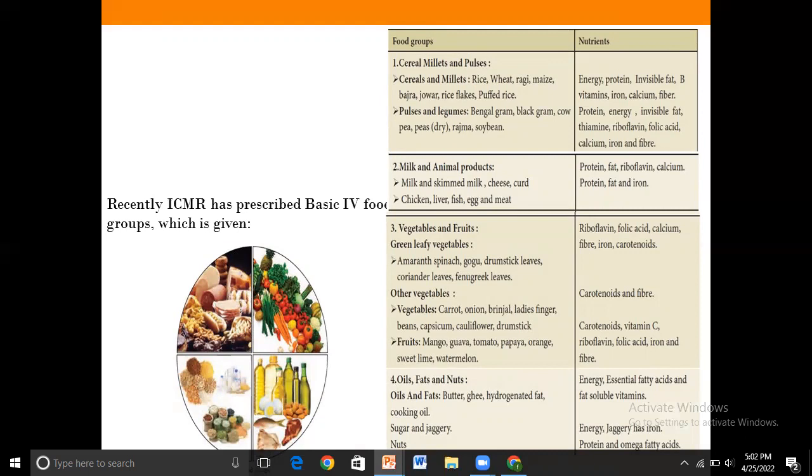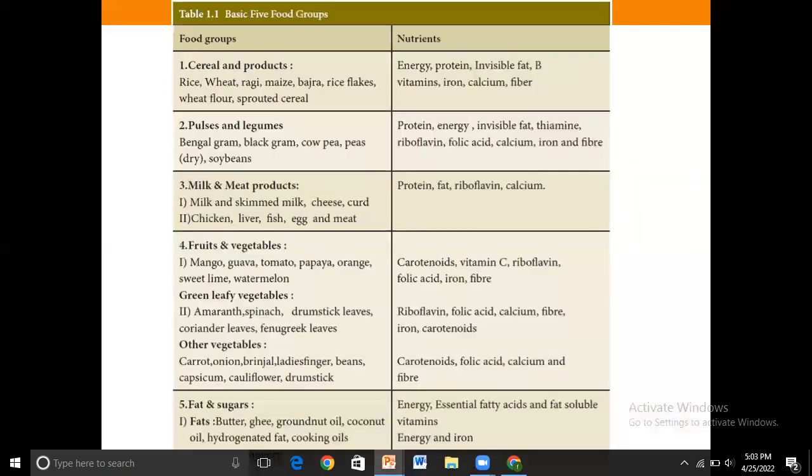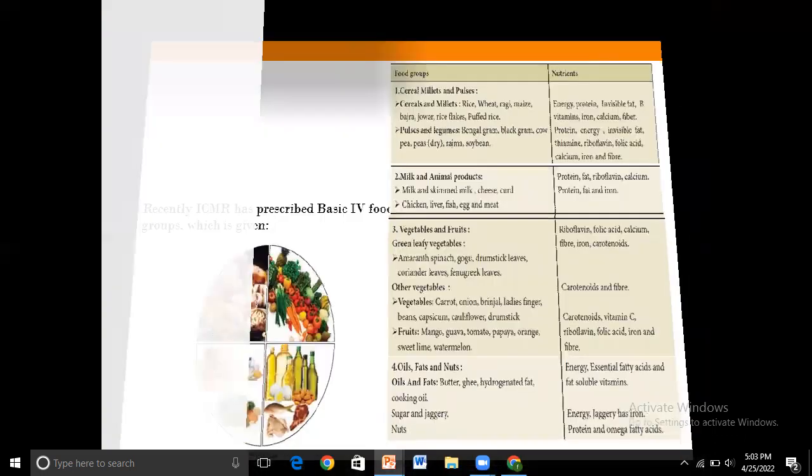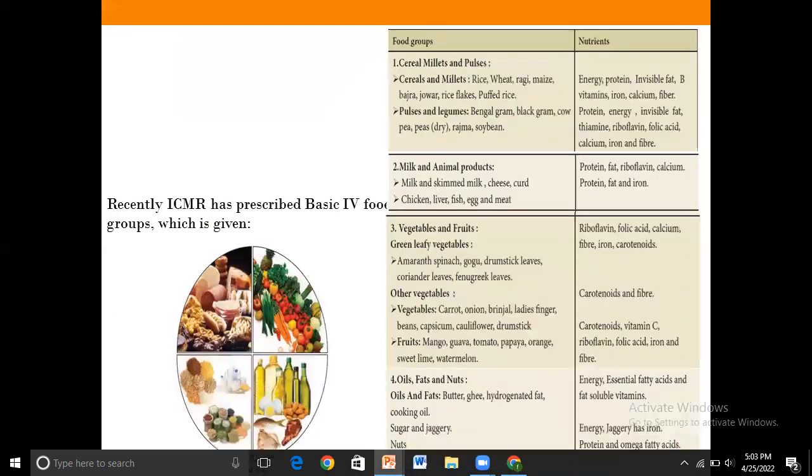The next is the same, with vegetables and fruits. The fourth category is oils, fats, and nuts. So the nuts are coming here instead of the second category. Here it is oil, fat, nuts. So this is the ICMR basic four food groups. Here you can see the difference, as the fats and sugars and the pulses and legumes kind of things have been mixed and matched.